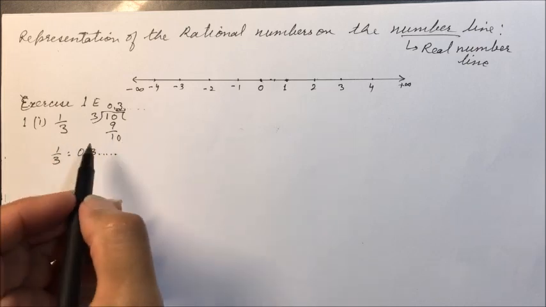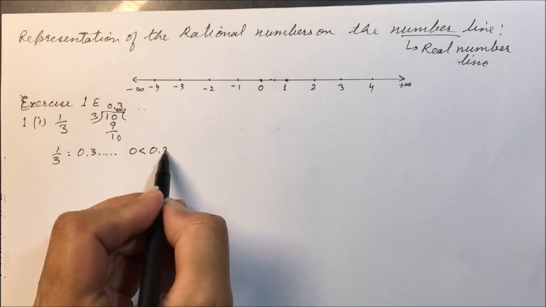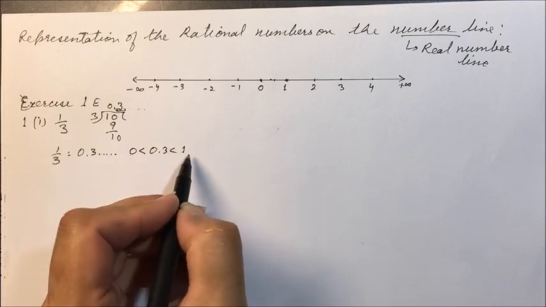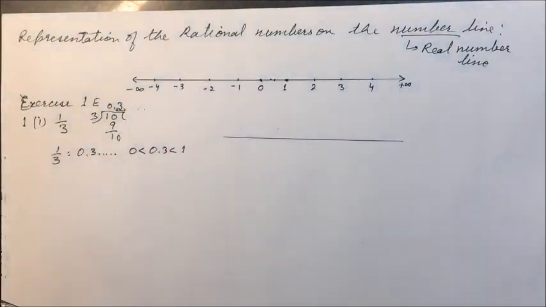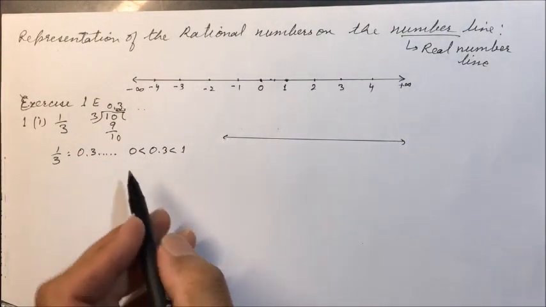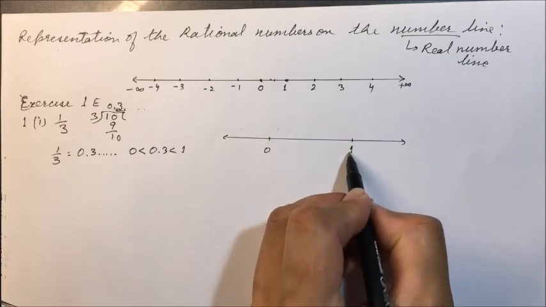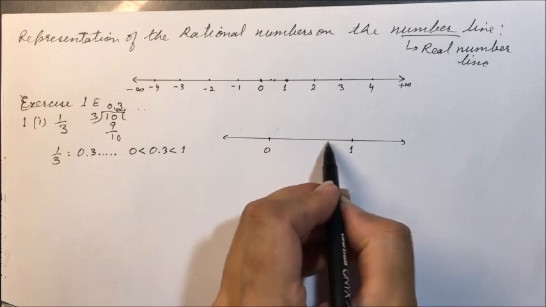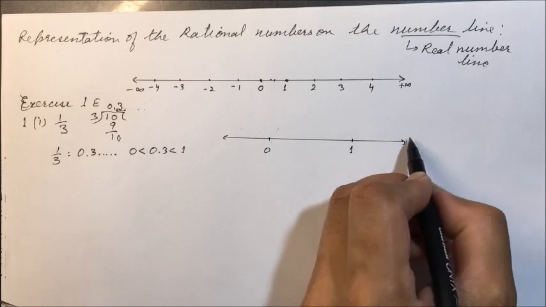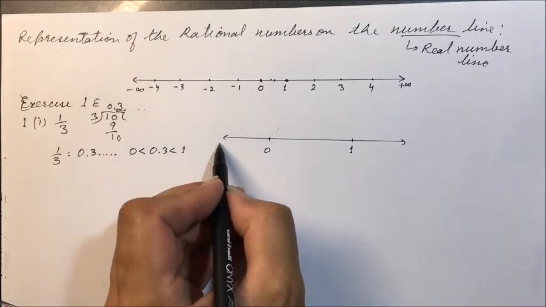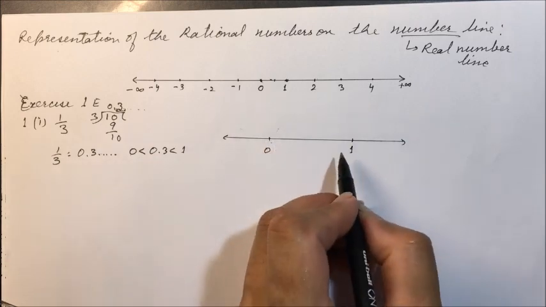Now we know it lies between 0 and 1. So what we'll do, we'll draw a line and mark 0 somewhere and 1 here. In between these two numbers it will lie. We can represent other numbers as well, like 2, 3, and -1, -2 as well, but 0 and 1 are sufficient.